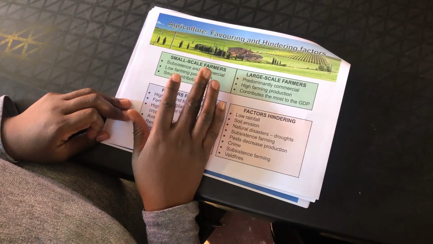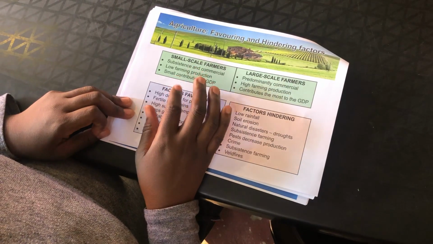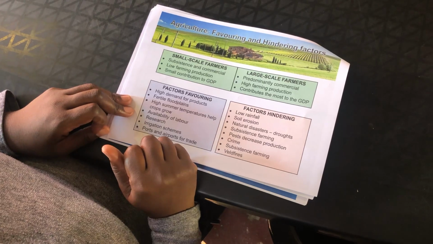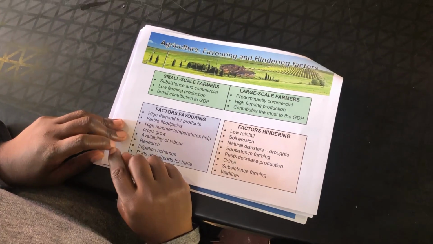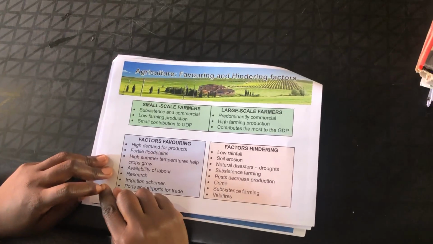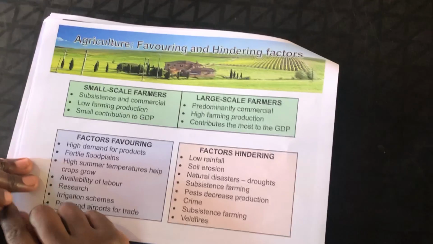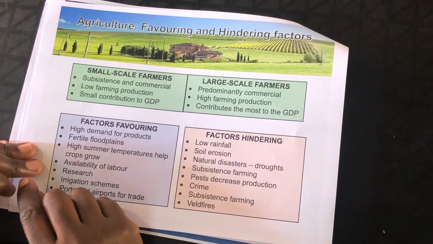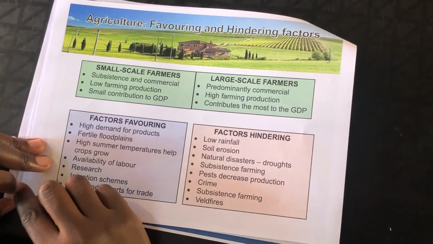So when we are saying that it's small-scale farming, we are saying that there is low farming production and it contributes less to the GDP. When you talk about large-scale farming, then we are saying it is predominantly commercial, where there is mainly growth of crops for sale or profits, with high farming production, and usually because it is for profit, it really does contribute to the GDP.